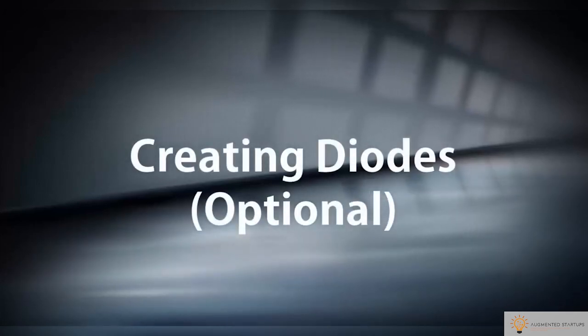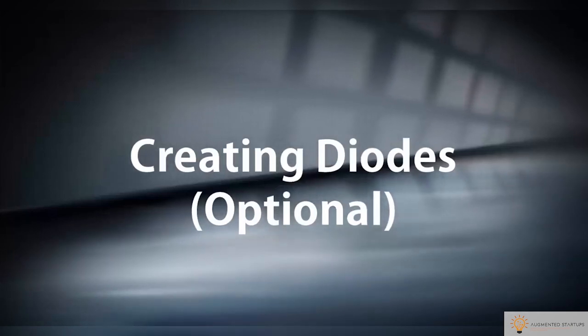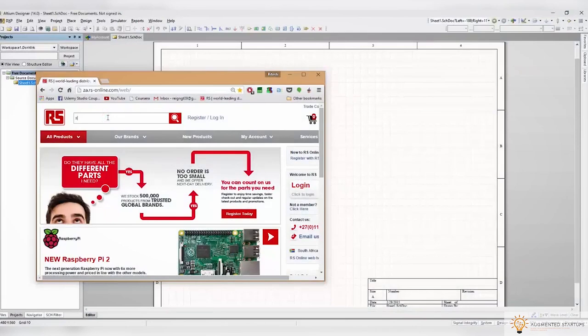Okay, so in this lecture, I'm going to show you how to create diodes. This is, as I said, an optional lecture if you want to have all these components done for you. I have them in the resources section when we start the schematics. But if you want to try this out, you can check this lecture out. This is basically to help you create components when you're learning how to build your library.